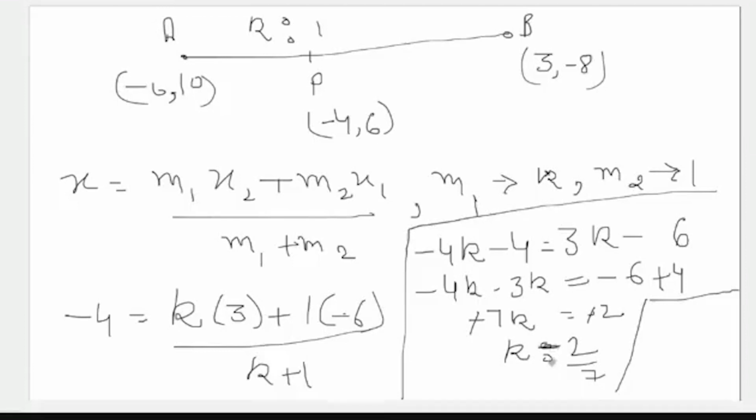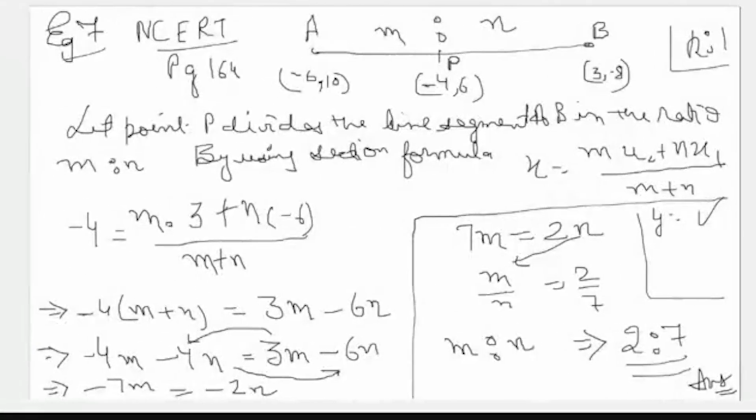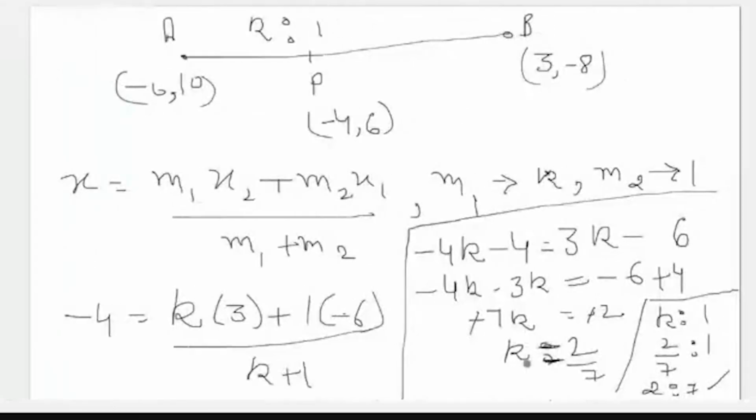K is equal to 2 by 7. But the ratio is K is to 1. So how can we find it? It means the ratio is 2 upon 7 by 1. So we cannot write the ratio in fraction. What we need to do is multiply this by 7 as well as this by 7. So we'll be getting 2 is to 7, as we have got in the previous slide. 2 by 7, 2 is to 7. The ratio is 2 is to 7 only.